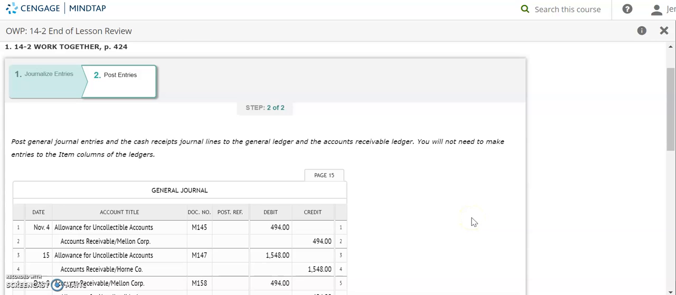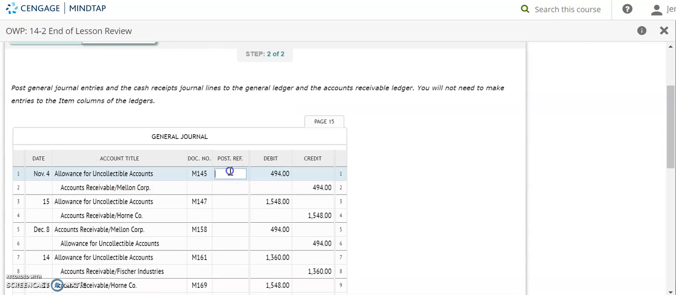Okay, so step number 2 says that we're going to post our general journal entries and the cash receipts journal lines to the general ledger and the accounts receivable ledger. You will not need to make the entries to the item columns of the ledger. To me, I think that's a little disappointing that they don't have us write that in there. I'll talk about that when we get to those parts.